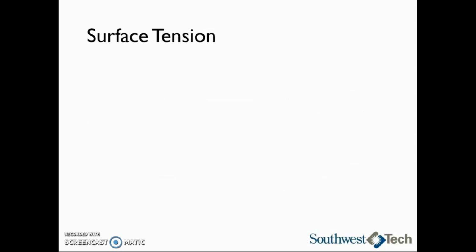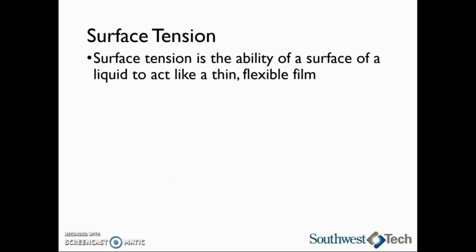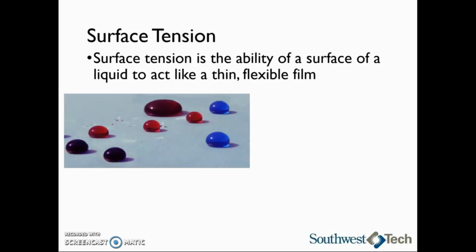The third property of liquids is surface tension. Surface tension is the ability of a surface of a liquid to act like a thin, flexible film. At the liquid-air interface, surface tension results from a greater attraction of liquid molecules to each other through cohesion than to the molecules in the air, which would be adhesion. The net effect is an inward force at its surface that causes liquids to behave as if its surface were covered with a stretched elastic membrane.